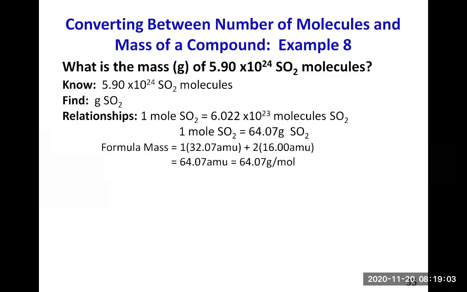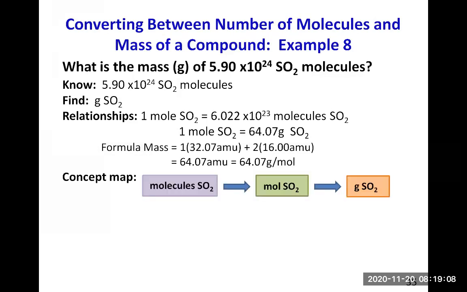So from this, let's look at the concept map. We start with molecules of SO2. We want to change that to moles of SO2 and then grams of SO2. The first conversion factor will need to have the number of molecules on the denominator, and that's going to be 1 mole of SO2 over the Avogadro number of molecules of SO2. This way we can cancel molecules of SO2 as a unit.